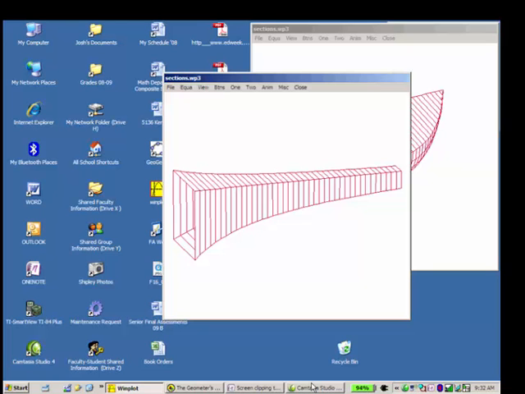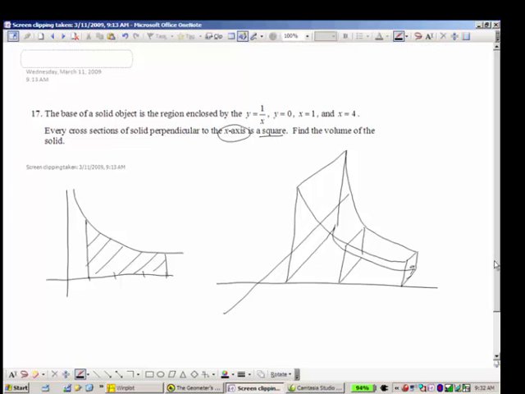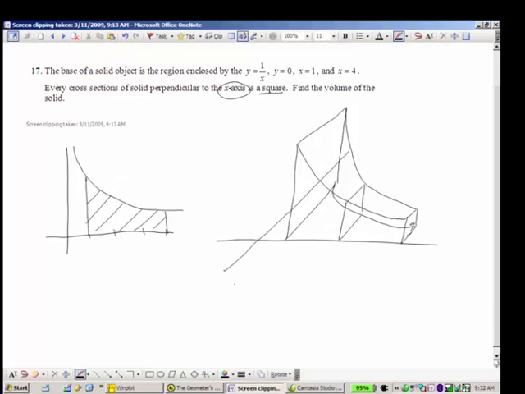So let's go back. We have an idea of what it's going to look like. I know I have squares, so the area for a square is s squared. Dx or dy? Dx, because it's perpendicular to the x-axis, or you can think of this little thickness as dx. It's along the x-axis, going from 1 to 4.